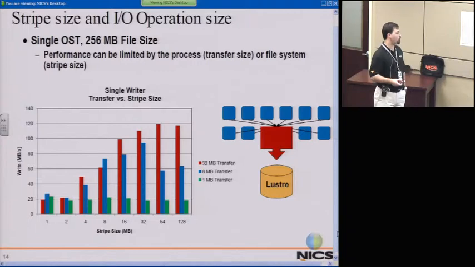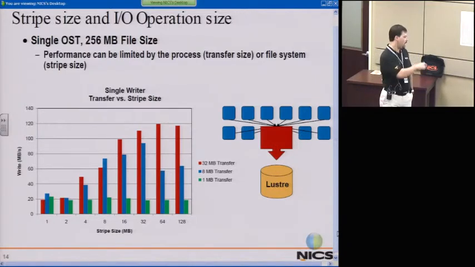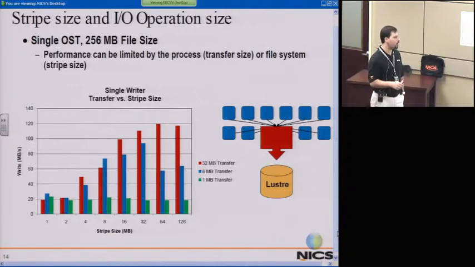And along the bottom is the stripe size, so it goes from 1 megabyte to 128 megabytes. So you see that the green bar is flat all the way across. And of course, that's the 1 megabyte transfer size, and the stripe sizes are either equal to it or larger than it. So we either have multiple transfers going into a single stripe or one transfer per stripe. So the performance of that particular case is limited by the chunks that the application is writing. It's writing these 1 megabyte chunks of data. So that's where it's limited.